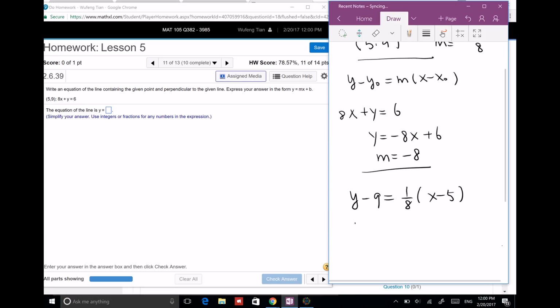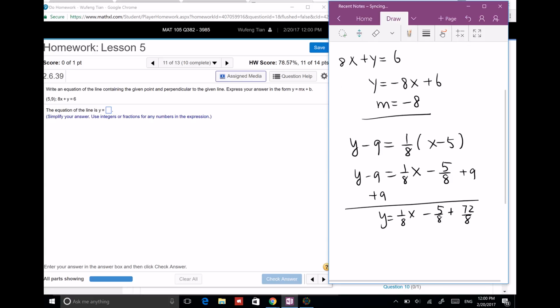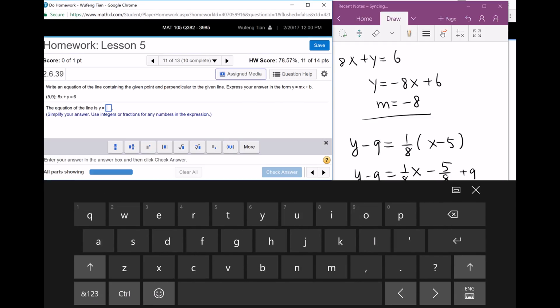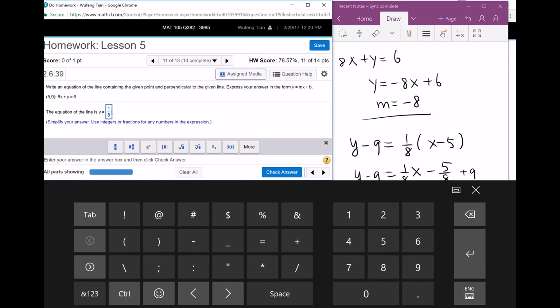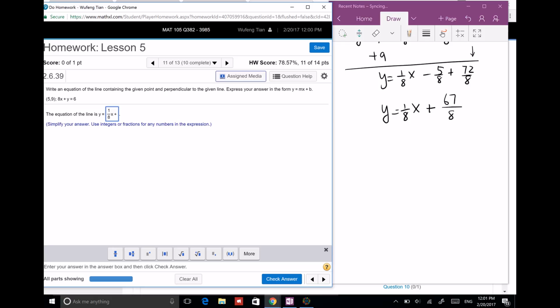Now we just need to simplify it. y minus 9 equals 1/8 x minus 5/8. Then we add 9 on both sides. And then we have y equals 1/8 x minus 5/8 plus 72/8, because we need a common denominator, right? Change that into this. So y equals 1/8 x plus 72 minus 5, which is 67/8. So y equals 1/8 x plus 67/8.